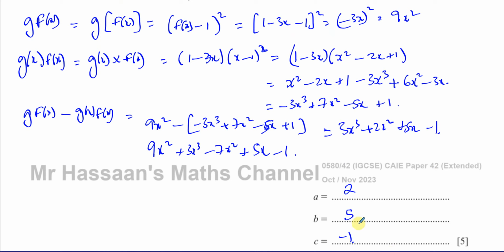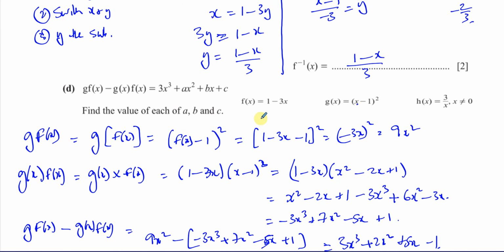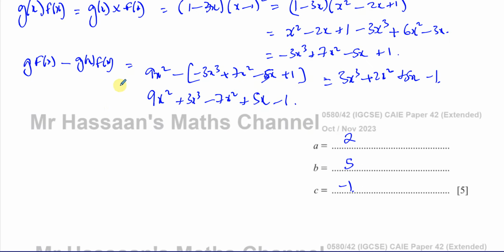Okay, so those are the values of a, b, and c when we have carried out this instruction of finding the composite function g f of x and subtracting from that the product of the function g with f. Okay, and we get the answer as described.